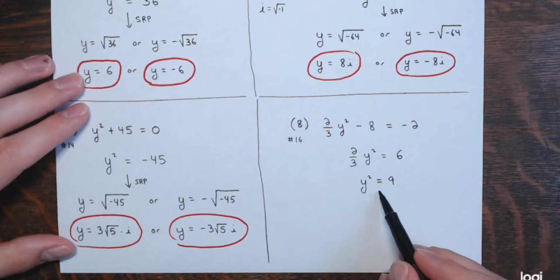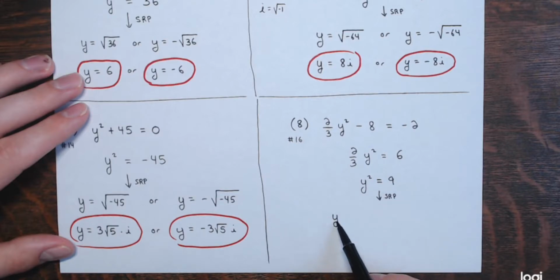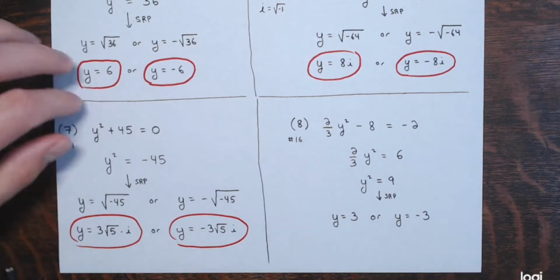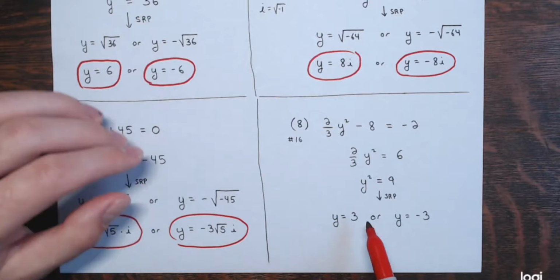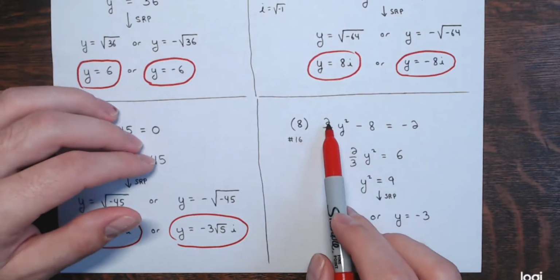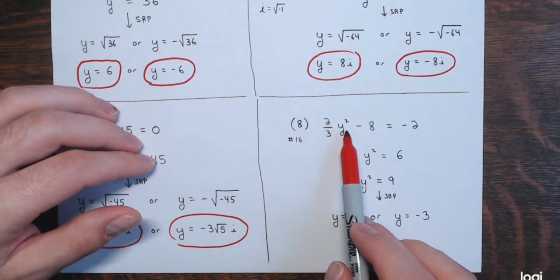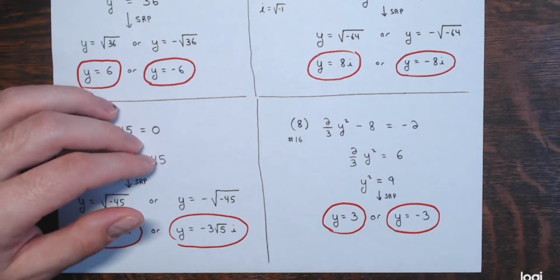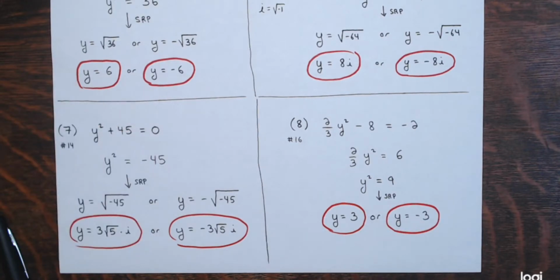And then I apply the square root property. Y equals the positive square root of 9, which is 3. 3 squared is 9. Or y equals the negative square root of 9, which is negative 3. And check them. If you square either one of these numbers, it's giving you 9. And 2/3 times 9 is 6, minus 8 is negative 2, so both of these work. 3 and negative 3 both work.